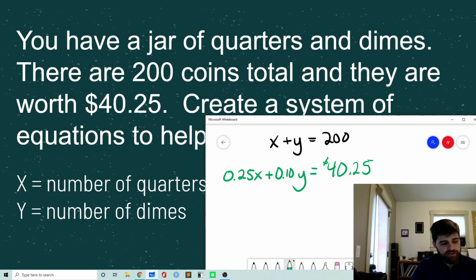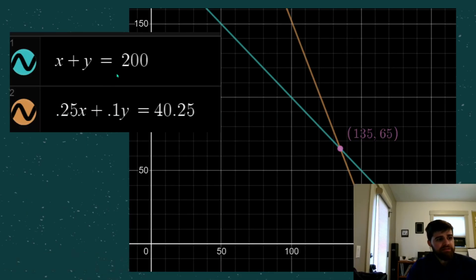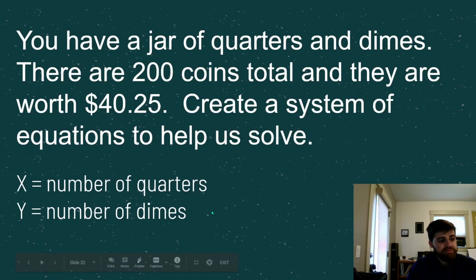Cool, so you'll do something similar. And when you do that, you can graph those two lines. So here I graph those two lines, and I find the combination that works. 135, 65. So I need 135 X's, so 135 quarters, and 65 dimes.